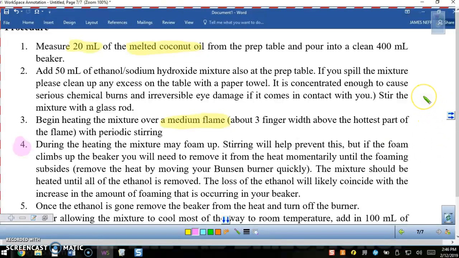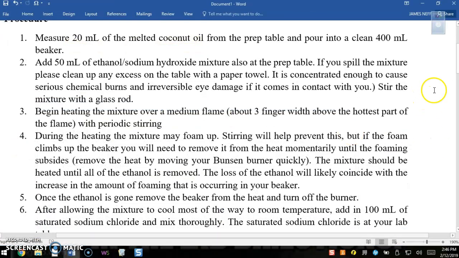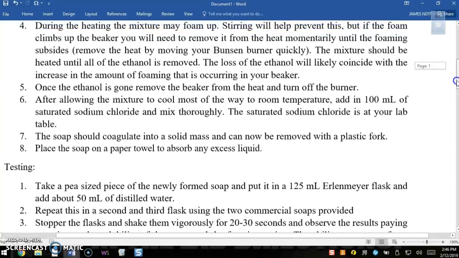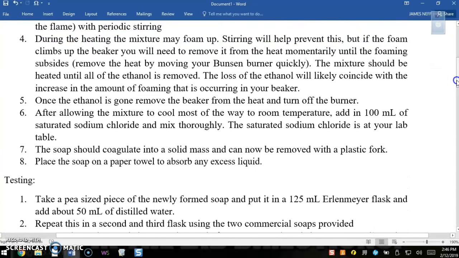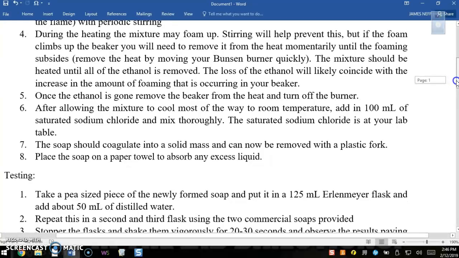Now, you'll end up heating this until all of the ethanol is gone. Now do not smell it, okay? Don't stick your nose over the top of it, that's a problem. Typically what will happen is the foaming will subside. It'll stop foaming up. Once that happens is usually when the ethanol is gone.